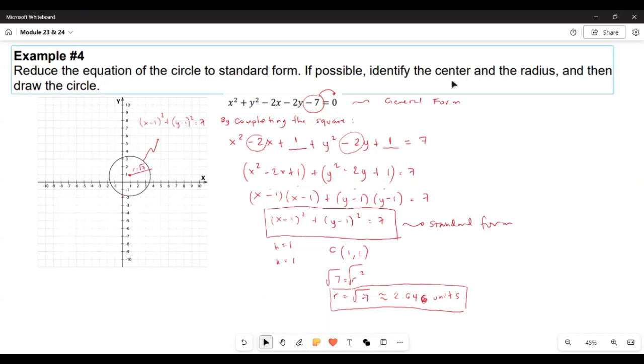Okay, so first we use the completing the square to get the standard form of the given equation. And then from the formula of standard form of the equation of a circle, nakuha natin yung h and k values, which is the coordinates of the center of the circle. And then nakuha din natin yung radius, which is equal to square root of 7. Okay. So let's proceed to our last example.